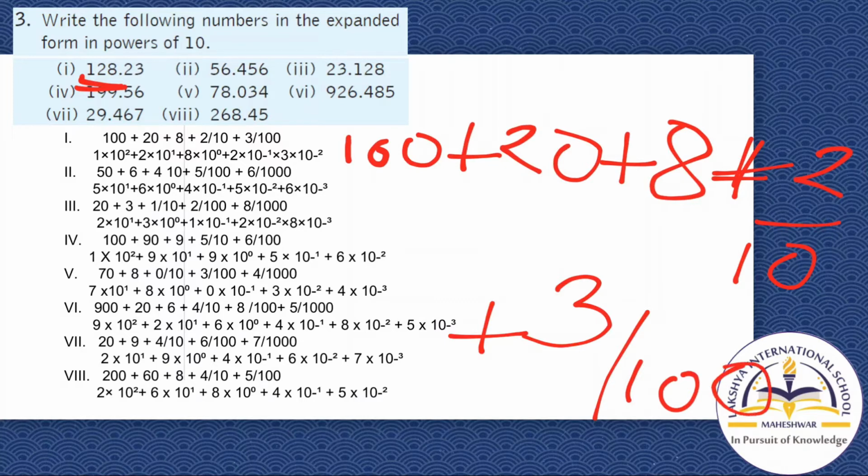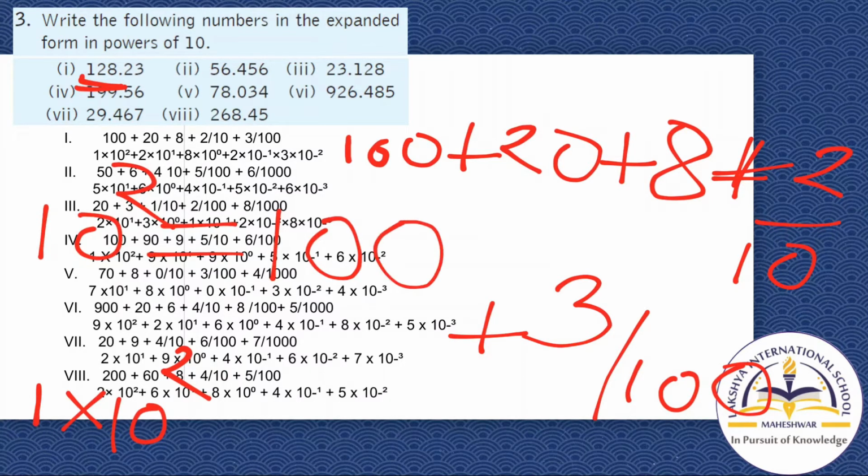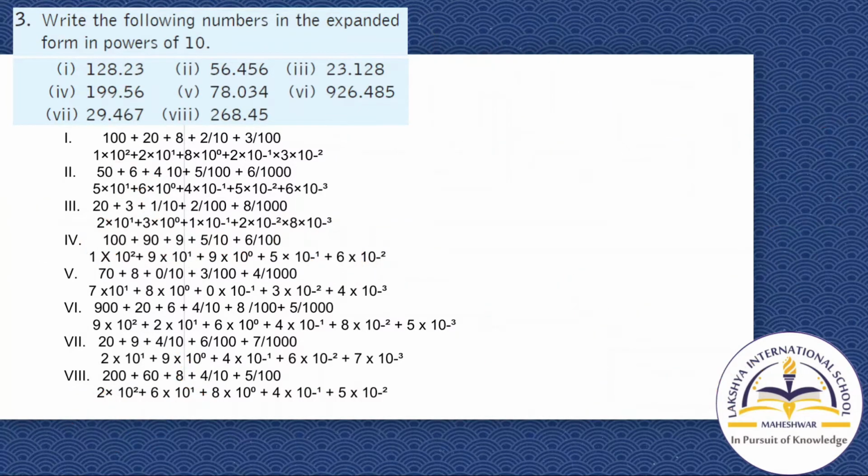Now we have to write this in the power of. So how can we write it? For 100 we can write 1 into 10 to the power 2. 10 to the power 2 means 1 has 2 zeros. Suppose power 5 means 10 has 5 zeros. Like this. So now how can we write?